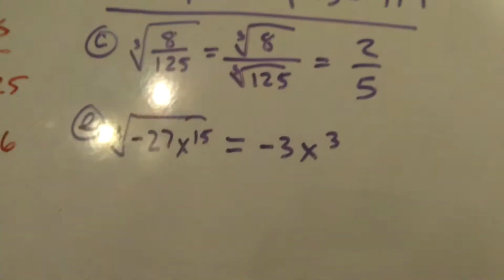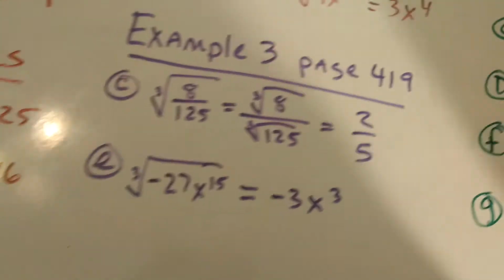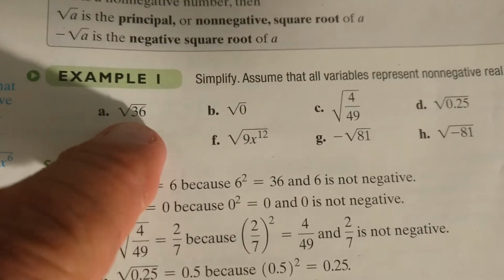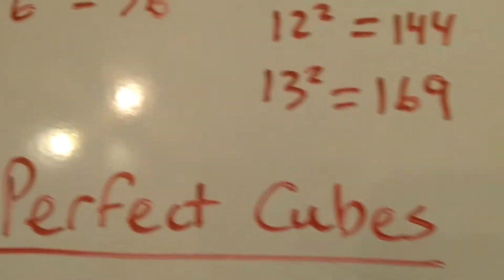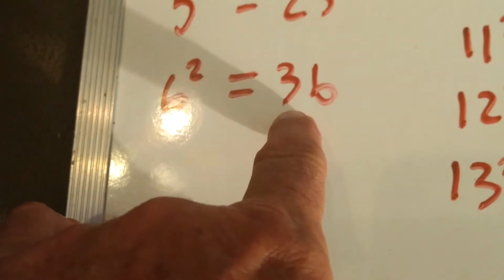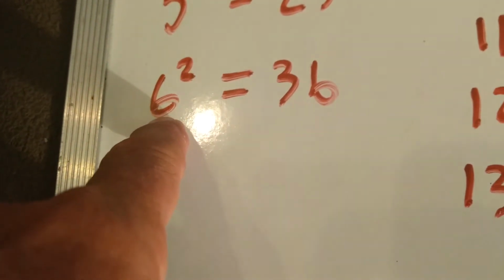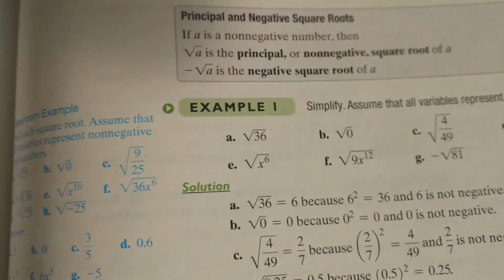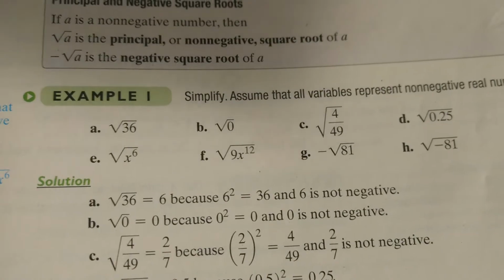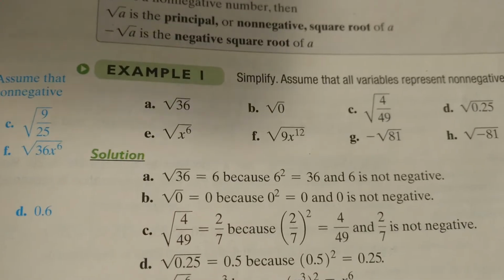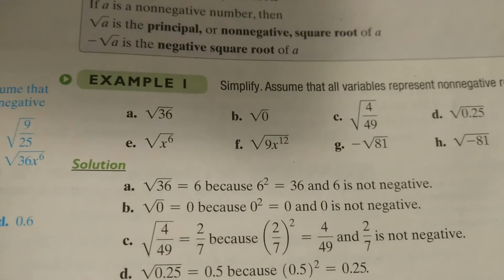So if we come to this first example problem here, it tells us that we're looking for the square root of 36. Well, if I come over here, I can see that 36 is a perfect square. So what would happen here is it would be this base, which is 6. So the square root of 36 is 6. On letter B, the square root of 0 is 0, and it's perfectly all right to have a 0 inside a radicand, whether it's square root, cube root, or anything like that.